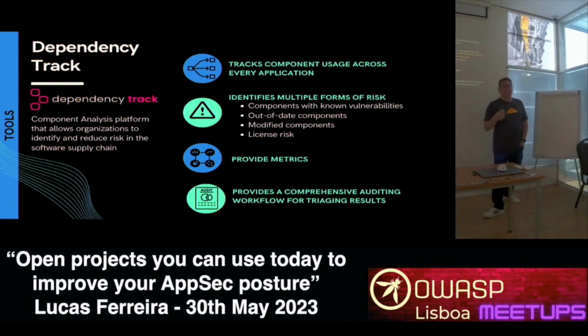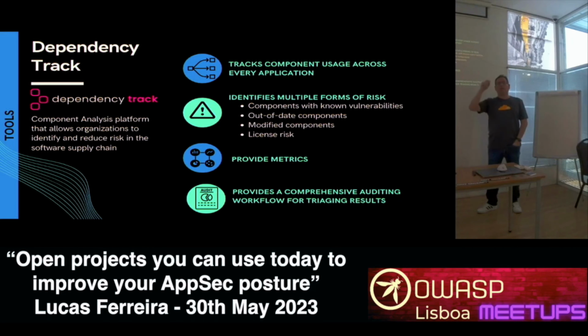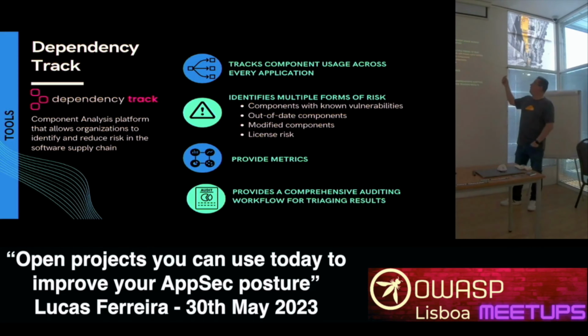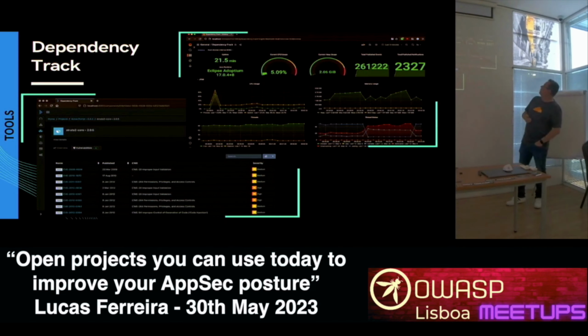Next tool, which is quite interesting, the dependency track. So dependency track is the OWASP tool that allows you to check what components are being used in your application and check which ones are vulnerable. So you can then, from all those components, understand which ones you need to update. And it looks more or less like this.